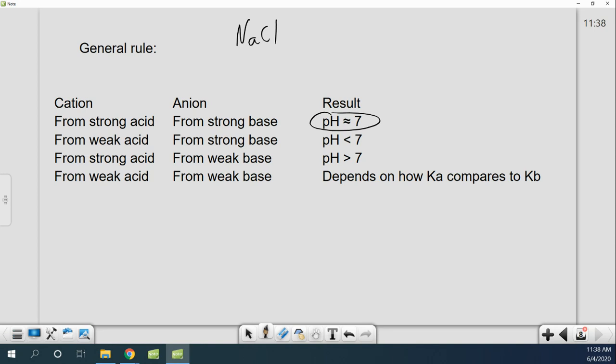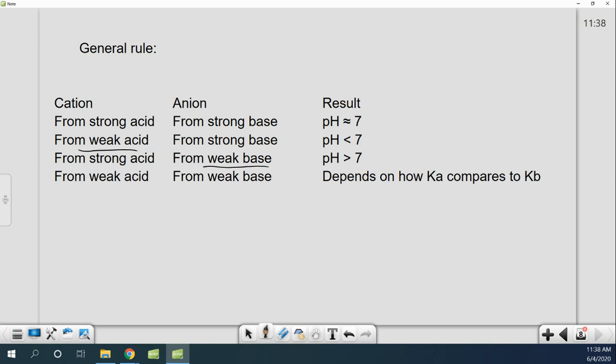Where would these come from, right? Na would come from NaOH, because it's positive. Cl would come from HCl. That's strong, that's strong. Result is pH 7. Because they're both strong, they completely dissociate. They're not giving you any hydrogen or hydronium in the solution. And kind of vice versa, right? If one is from a weak acid or from a weak base, that's going to shift your pH.